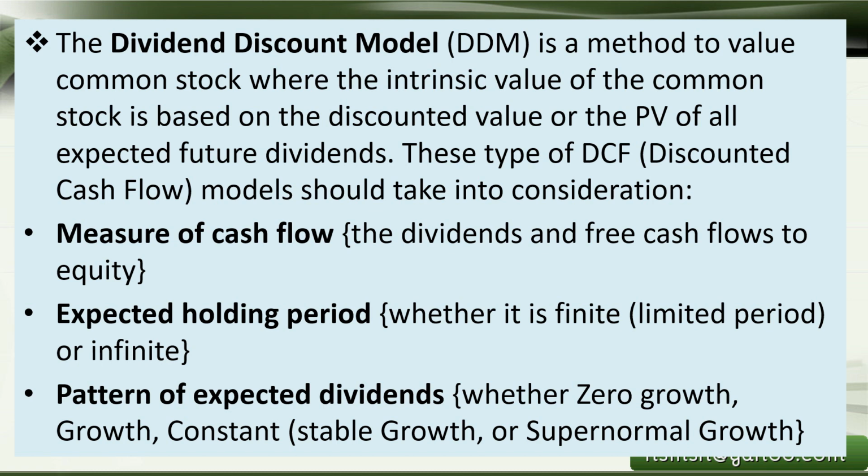These types of discounted cash flow models should take into consideration the measure of cash flow, that is very important, the dividends and free cash flows to equity that are coming, and the expected holding period, how long that holding period can be, whether it is an indefinite period or limited period, and the pattern of expected dividends, whether the growth is there, whether it's zero growth or constant growth, that means stable growth, or supernormal growth, which is variable growth.